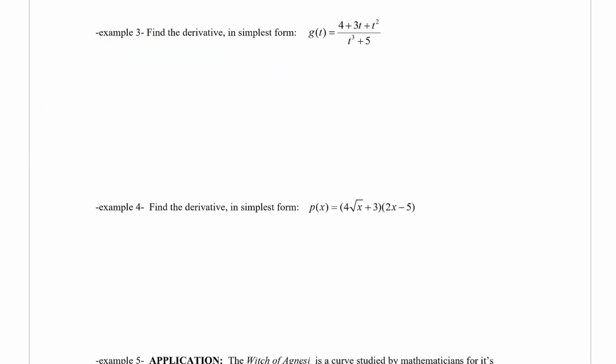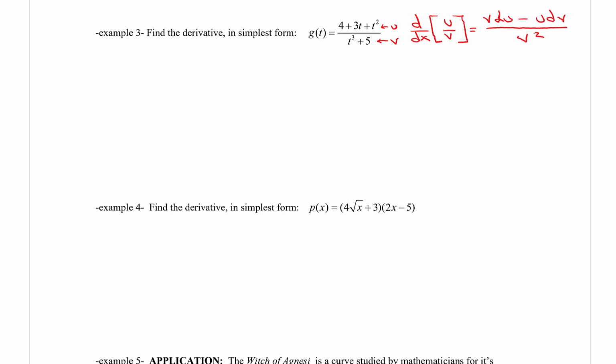Example 3. Find the derivative in simplest form. Here we have g of t equals 4 plus 3t plus 2t squared in the numerator all over t cubed plus 5. On the right-hand side of the function, I'm drawing an arrow to the numerator and labeling it as u, and an arrow to the denominator and labeling that as v. And then to the right of that, I am writing the quotient rule for derivatives. The derivative with respect to x of u divided by v is equal to v du minus u dv, all divided by v squared.